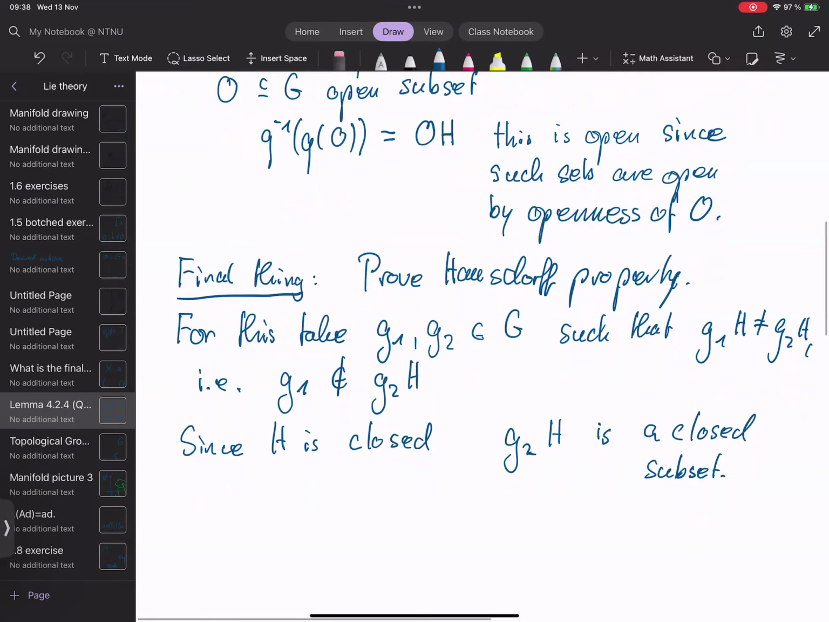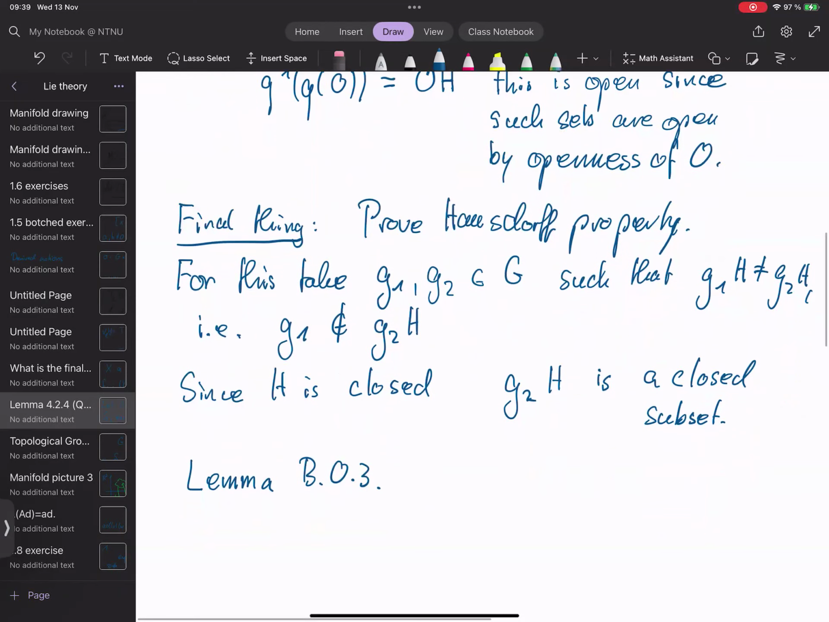Okay, and now we use a technical lemma from topological group theory. In case you want to see how this proof goes, check out the video detailing that. However, this technical detail was Lemma B03 in the lecture notes.